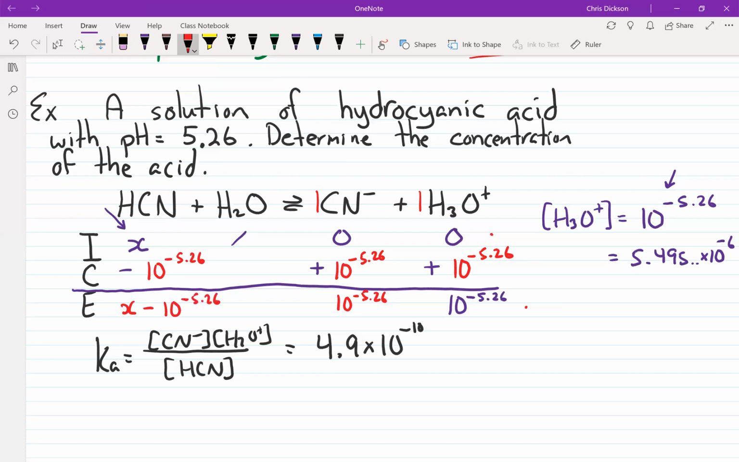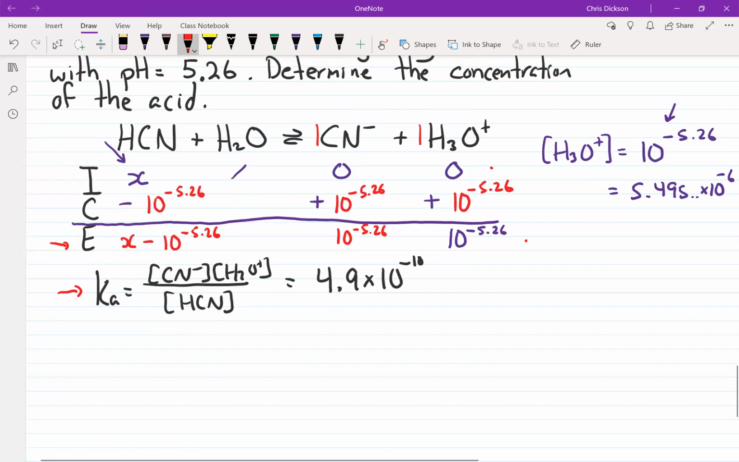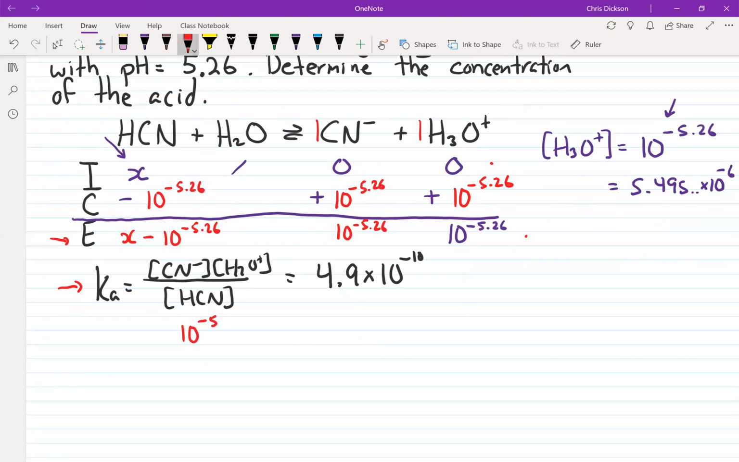Okay, so now I have a Ka expression that I worked out earlier. Just a bunch of concentrations multiplied and divided by each other, and they're supposed to equal 4.9 times 10 to the minus 10. So I'm going to take my E row, my equilibrium row, and plug those numbers in. So once again, I'm going to plug in this 10 to the negative 5.26. I'm going to keep it like that because I'm going to use my calculator anyway to solve the question. And then I have to square that because I'm multiplying those two numbers together. It's CN minus times H3O plus. And then that's all going to be over X minus 10 to the negative 5.26. And that should equal 4.9 times 10 to the minus 10.